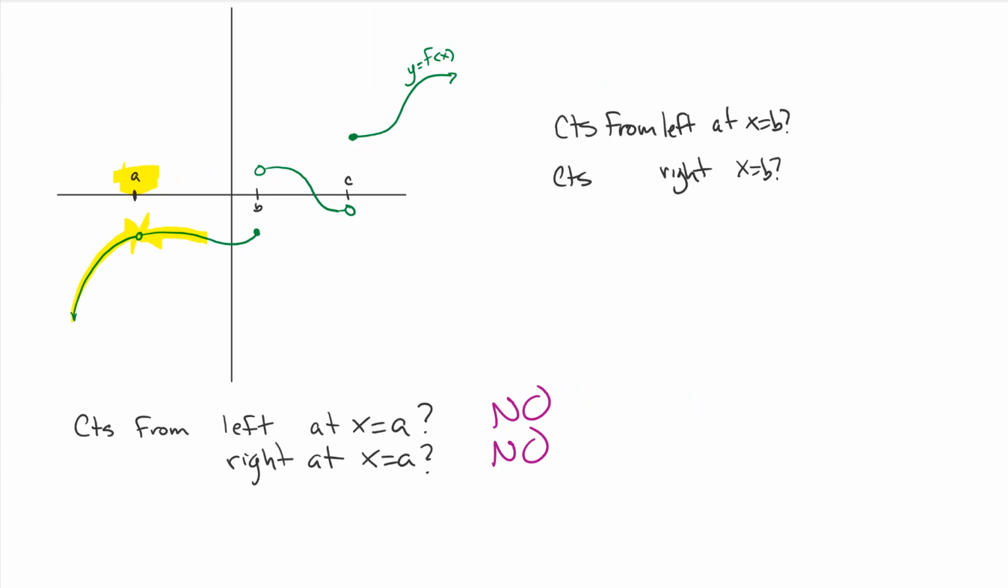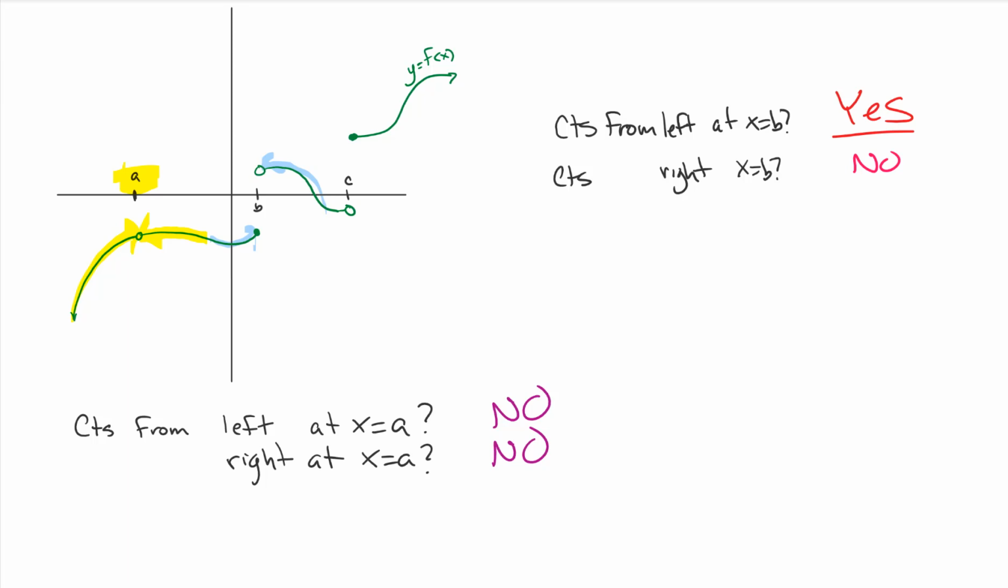We're like, well, from the left, hey, it points to a closed dot. Yes. Yes, it is. Continuous from the right? Absolutely not. No, because it's a hole. It doesn't equal the functional value. Now I hope you can see. I'm just going to speak it now.